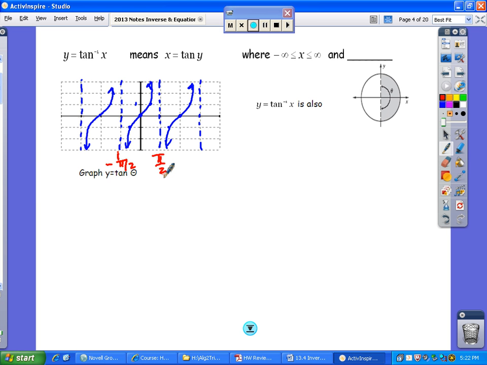But negative pi over 2 and pi over 2 are asymptotes, so that means this is open. So we're from negative pi over 2 to positive pi over 2. Where it was closed in sine, it's now open in tangent because there are asymptotes at pi over 2. All right, other notation, the inverse tangent can also be written as y equals the arctangent of x. And you should, like I said, be able to understand either one of these notations.